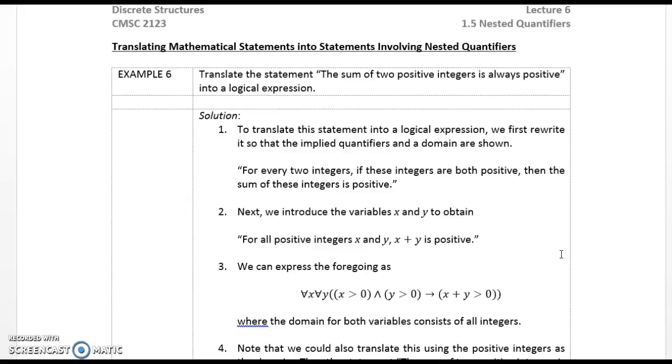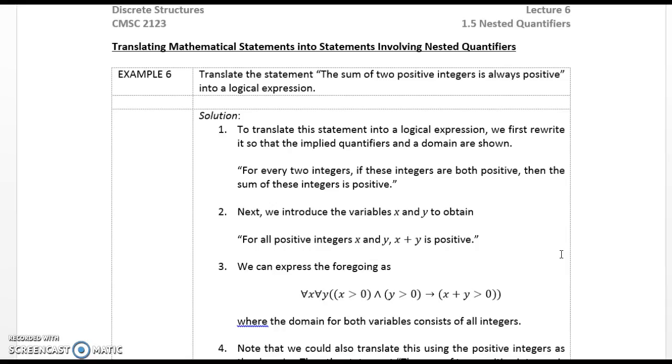Translating mathematical statements into statements involving nested quantifiers. Example 6. Translate the statement, the sum of two positive integers is always positive, into a logical expression. To translate this statement into a logical expression, we first rewrite it so that the implied quantifiers and the domain are shown. For every two integers, if these integers are both positive, then the sum of these integers is positive.